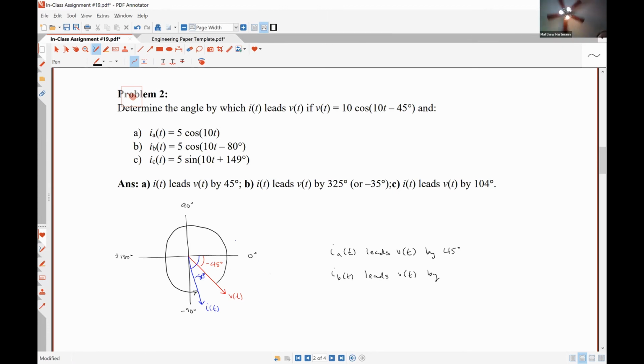So we know from here, oh, sorry, go ahead. I was going to say positive 325 degrees. Right, we know from here to here is 45 degrees. From here to here is another 90. From here to here is 90. From here to here is 90. And from here to here is 10. So 45 plus 270 plus 10 is 325 degrees.